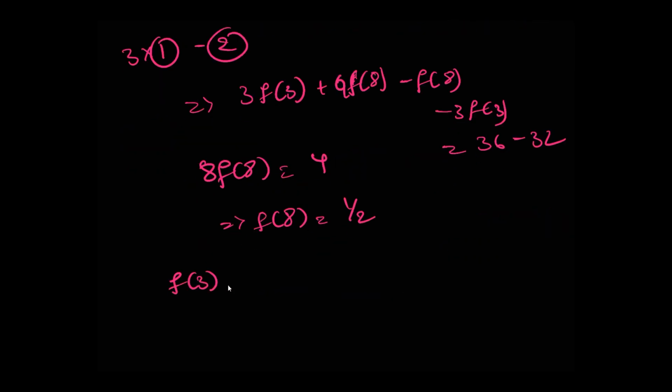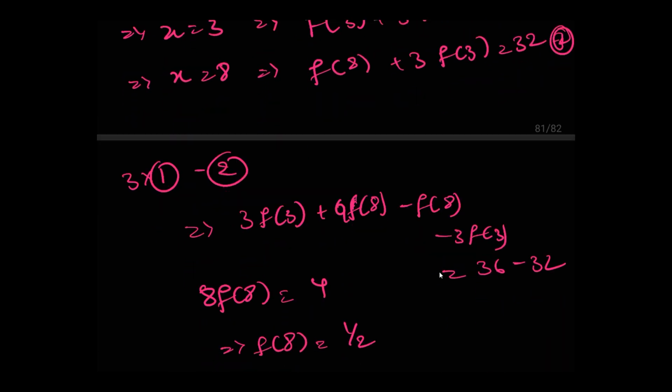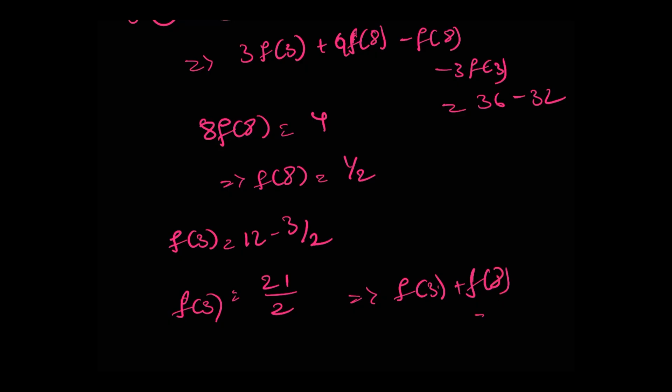Therefore, f(3) will be 12 minus 3/2, which is 10 minus 1 plus 1/2, that is 21/2. That means f(3) + f(8) will be 11.